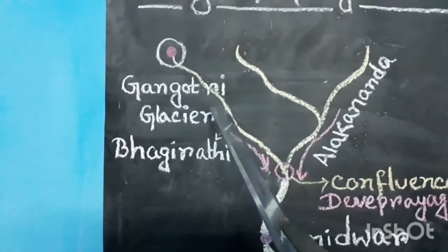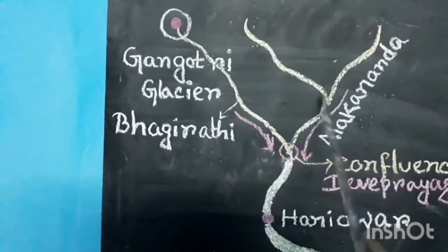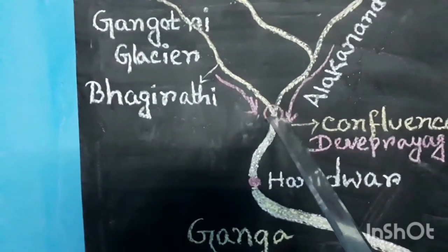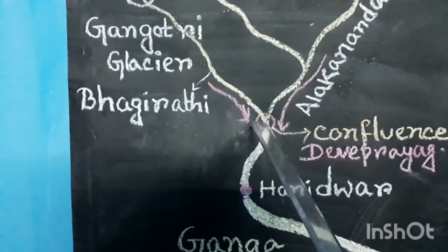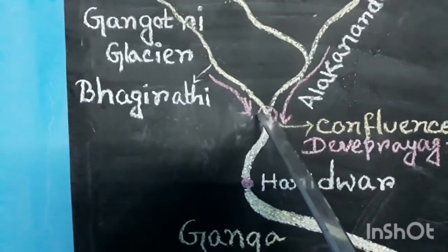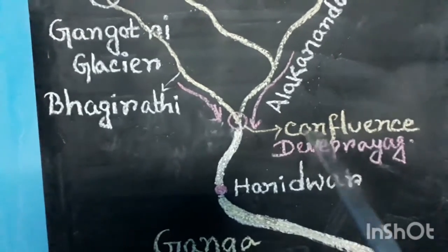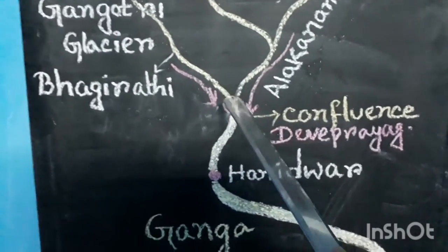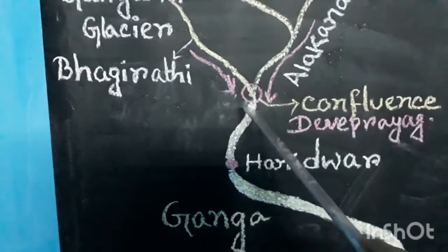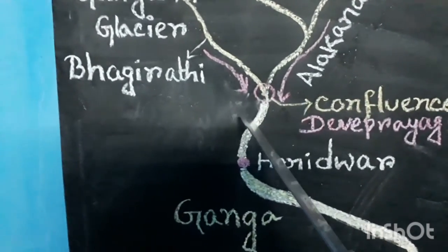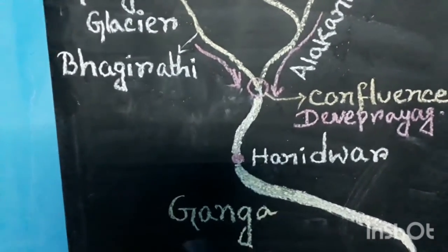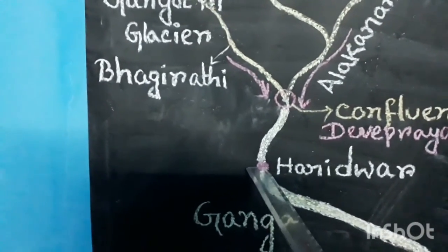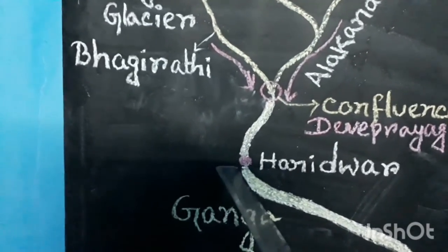This river is joined by the Alakananda at Devprayag. The point where the two rivers join is known as the confluence of the rivers. So this confluence is happening at Devprayag. From here, the river is known as Ganga. At Haridwar, the Ganga emerges from the mountains to the plain.